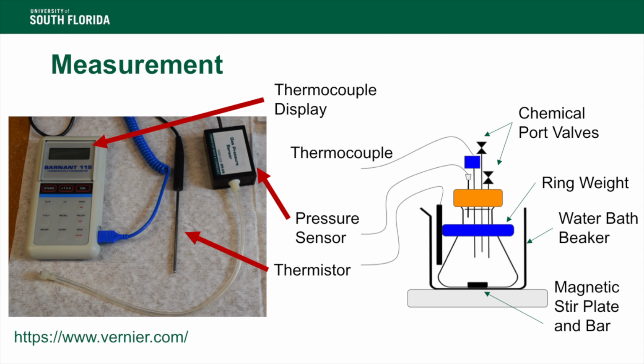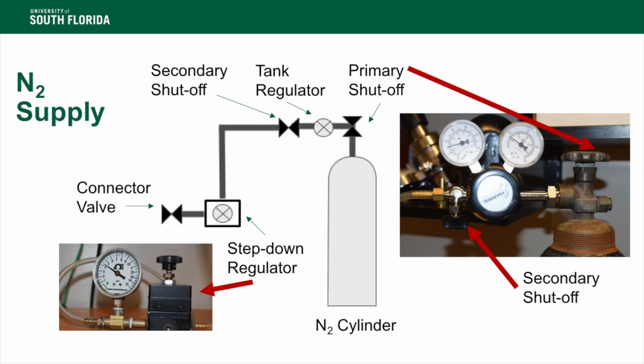For more information about their accuracy, please visit the manufacturer's website. The thermocouple, which records mixture temperature, is connected to a Barnant display and has a resolution of 0.1 degrees Celsius. Nitrogen is used to dry the vessel assembly and provides an inert environment for performance of the experiment. It is supplied from a compressed gas cylinder connected to a tank pressure regulator. The pressure is further reduced with a step-down regulator.